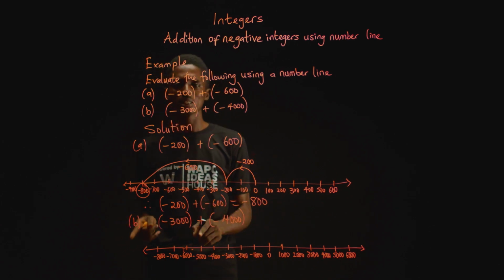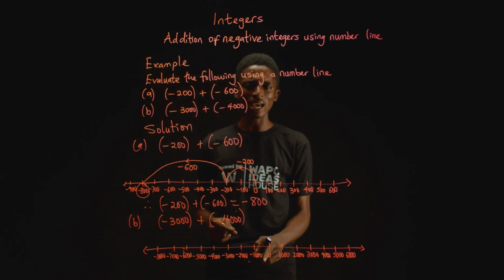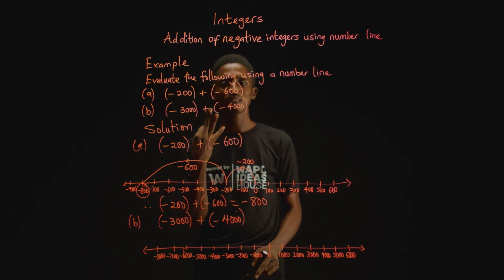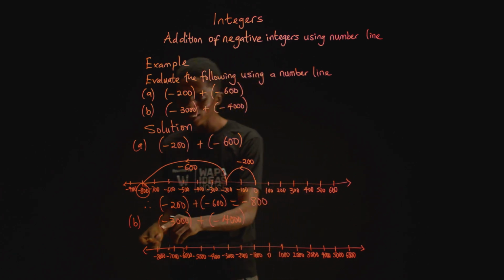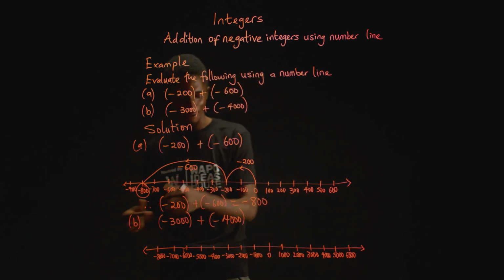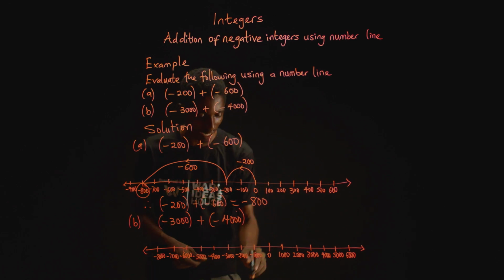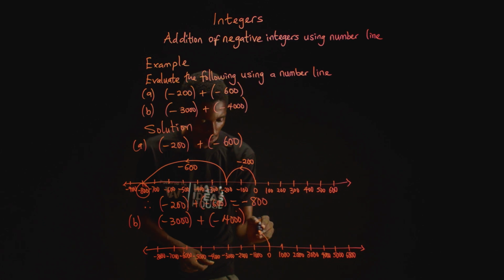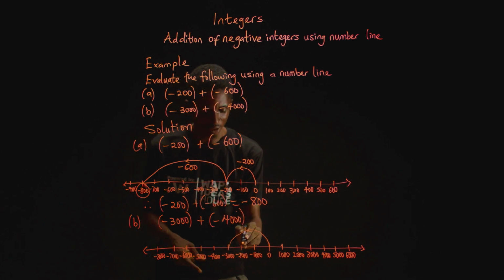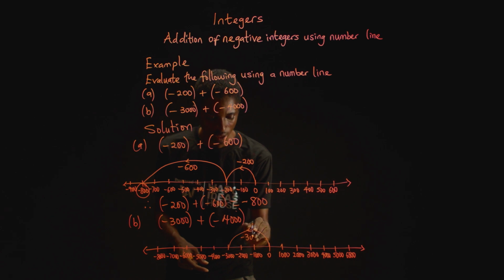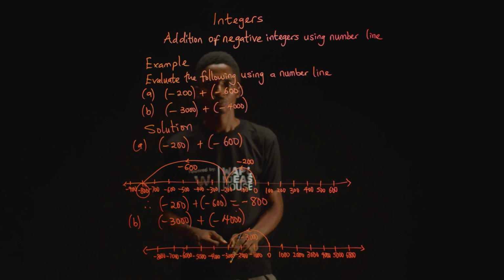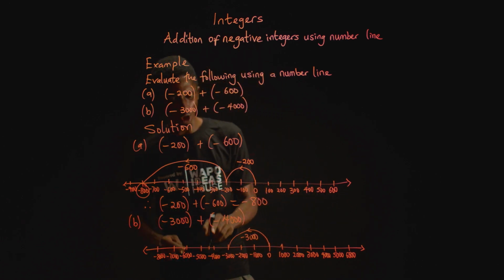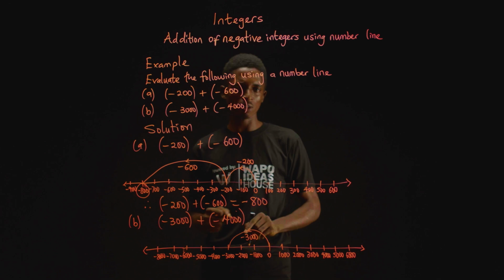Remember, it is minus 3,000. And each step here indicates 1,000. So for 3,000, we go 3 steps. And since it is minus, we are going to go to the left. So from 0, count 3 steps to the left. 1, 2, 3. This represents our minus 3,000.